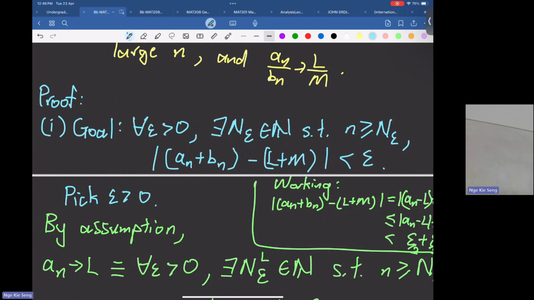Okay, so I already picked one epsilon, right? So what's my next job? I already picked one epsilon already. What's my next job? Find n, correct? Find n. How to find this n? What does this n have to satisfy? What does this n have to satisfy? At the one at the back, such that, yeah. What happened?